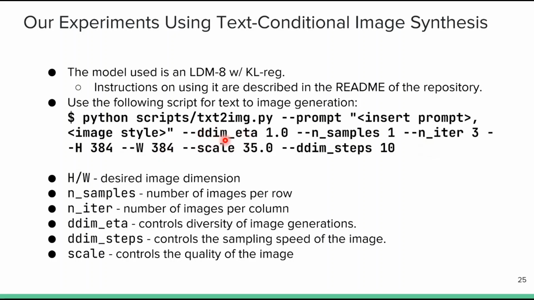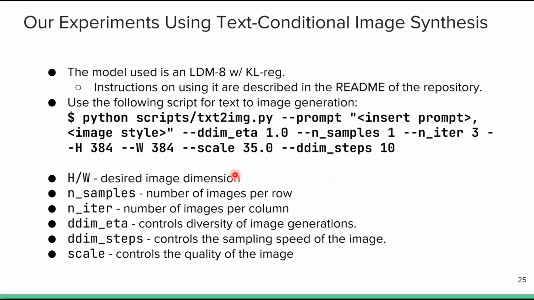And then DDIM ETA, scale, and DDIM steps. These are the parameters that actually control your generations. So this ETA parameter controls the diversity of your image generations. Scale does that for the quality of the image, and steps controls the speed at which these images are sampled.